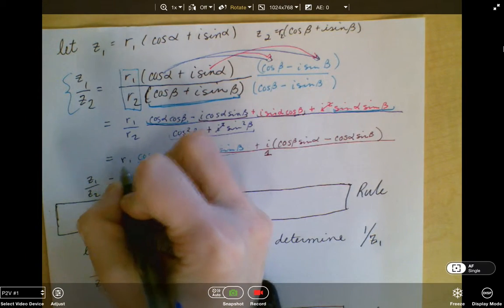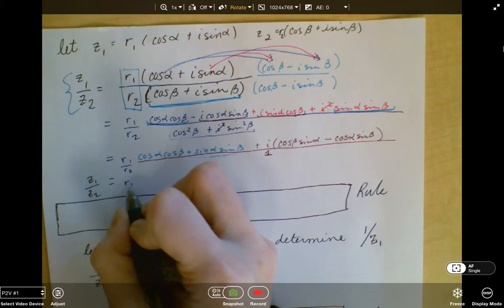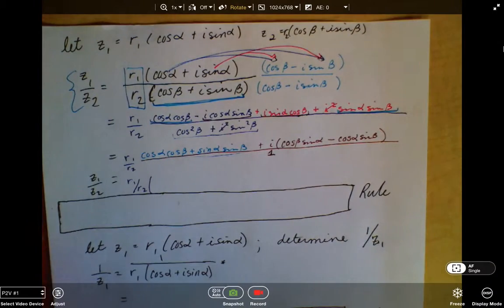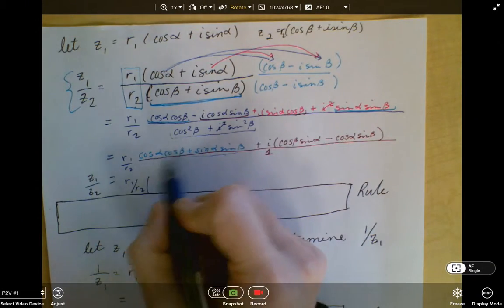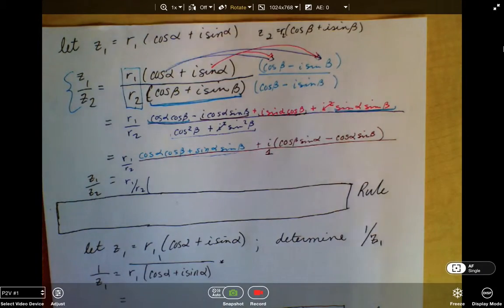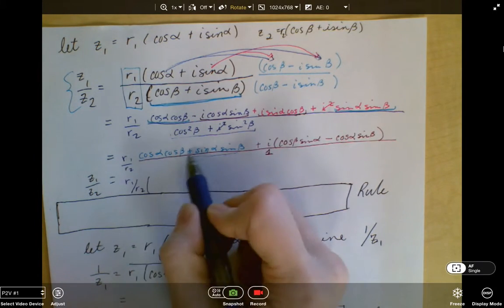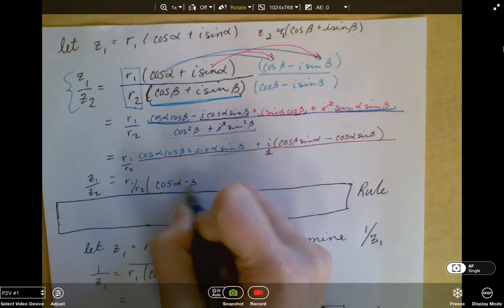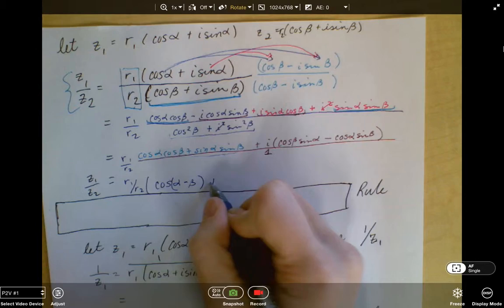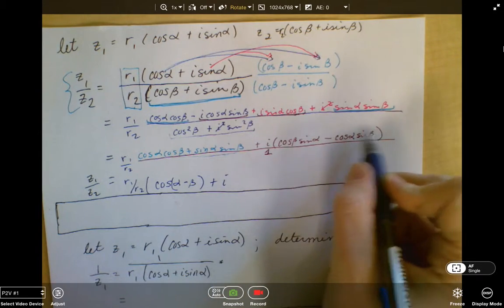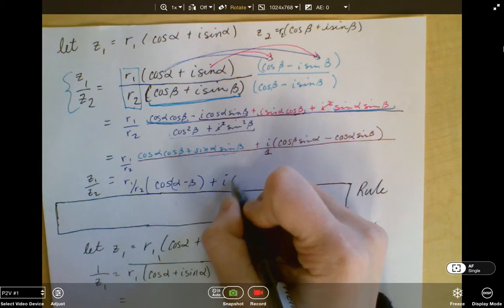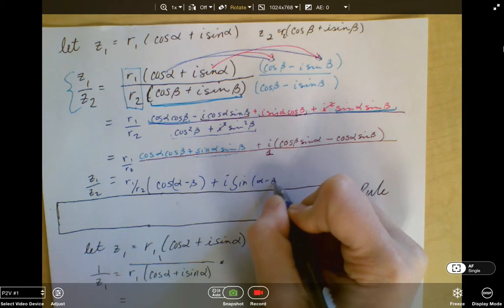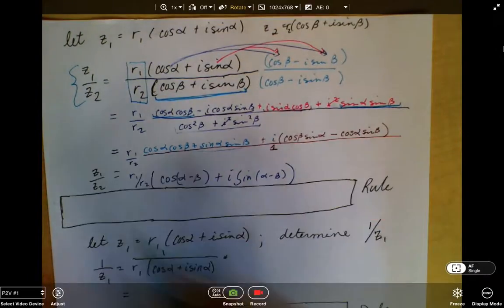Oh, don't forget our R1, R2 up front. So R1 over R2 times, we don't need a denominator anymore because it's just all over 1. The cosine additive identity here. So if it's a plus here, that means it's a minus. So cosine of alpha minus beta plus I, and then this one's the sine one, sine of alpha minus beta. Okay, and that becomes our rule.